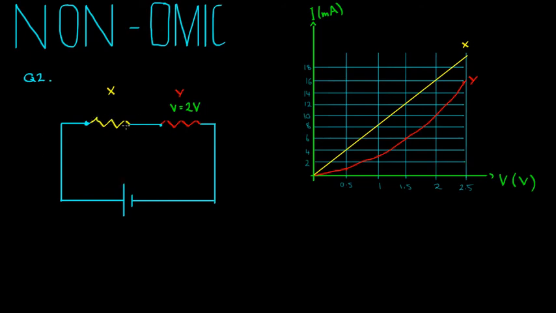So if there is a potential difference of 2 volts across Y, we go to this graph over here, and we find that when we apply a potential difference of 2 volts to Y, we get 10 milliamps of current flowing through. So before we had the current and we found the voltage, now we have the voltage and we're finding the current. So if there is 2 volts across Y, the current will be 10 milliamps.